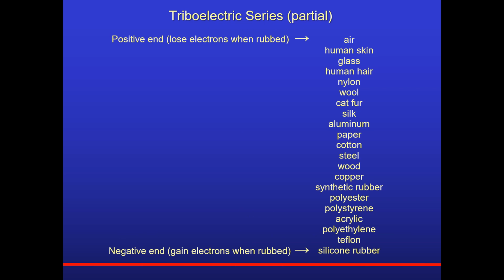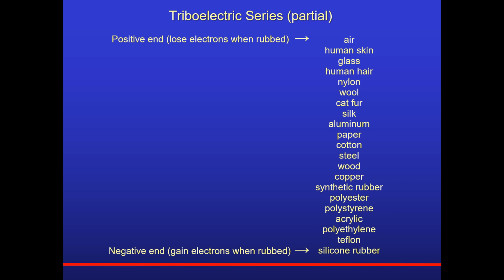Here's something called the triboelectric series. Now, this is a very partial list. You could take every known material and put it on this list. And what it represents are those things that are more likely to lose electrons when rubbed, and those things more likely to gain electrons when rubbed.